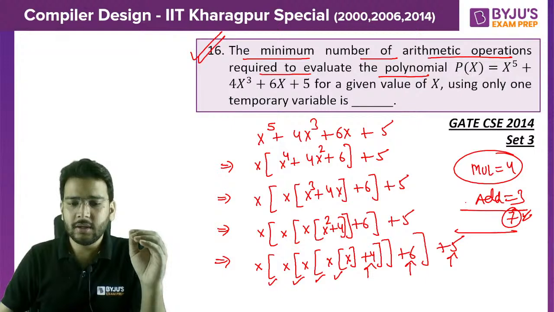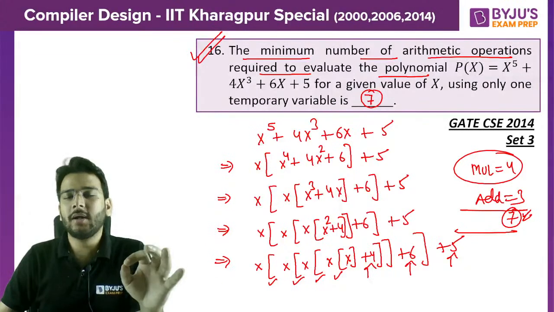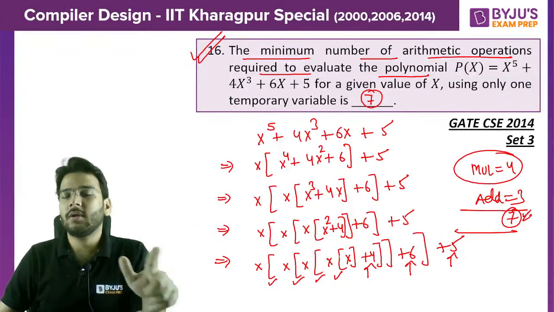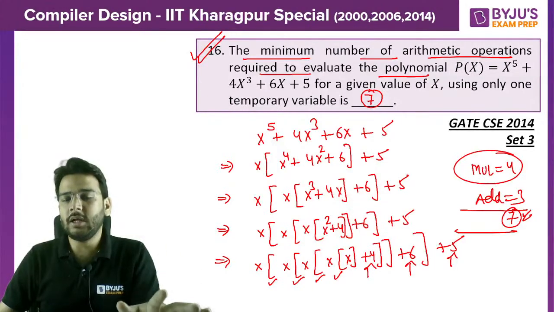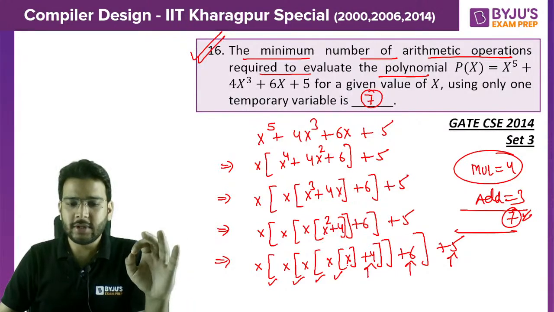Is it clear, everyone? 7 is the correct answer for this question, because you can use just one temporary variable and you can store the result into that. Clear? Is it clear to all of you? Yes, that is the answer.